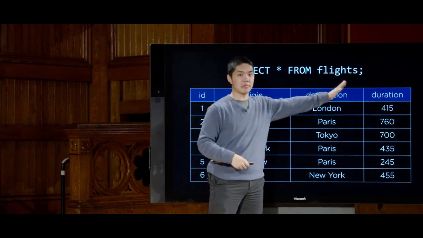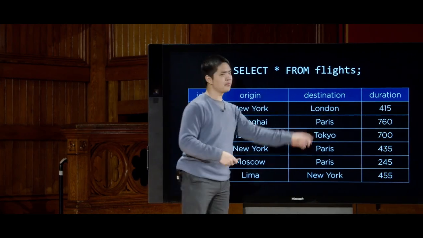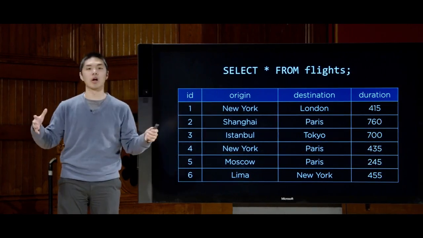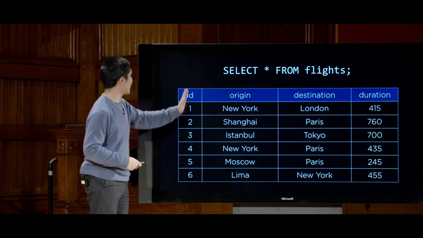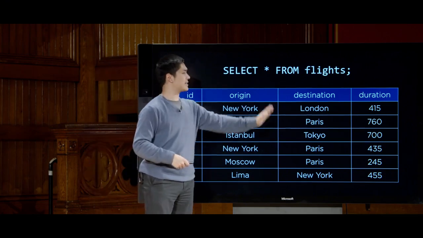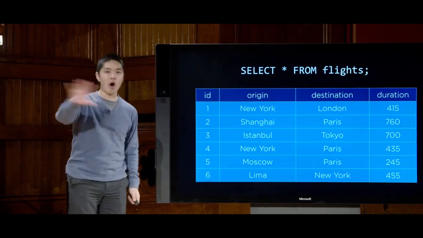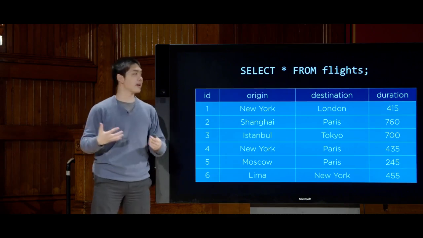Select from flights means I want to select data from the flights table. And this star is a wildcard that here just means select all of the possible columns that you can. So if this is my table of flights, where each flight has an ID, an origin, a destination, and a duration, then select star from flights will select all of that data.